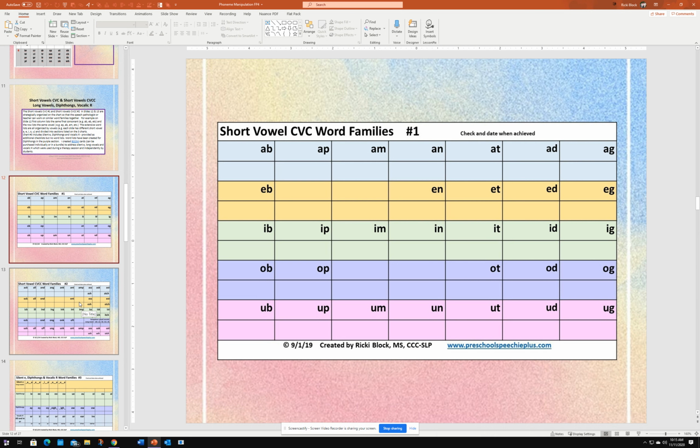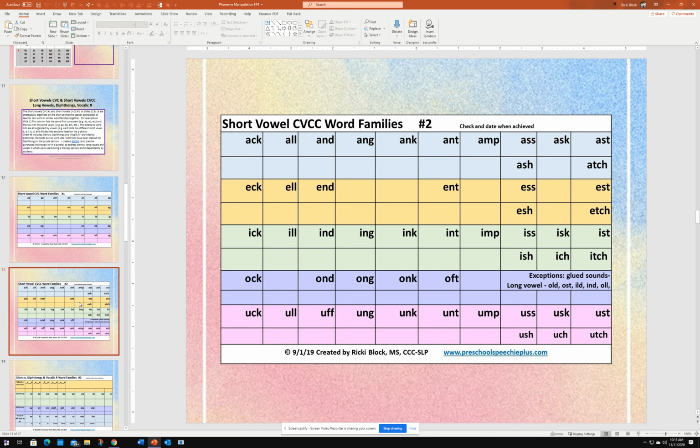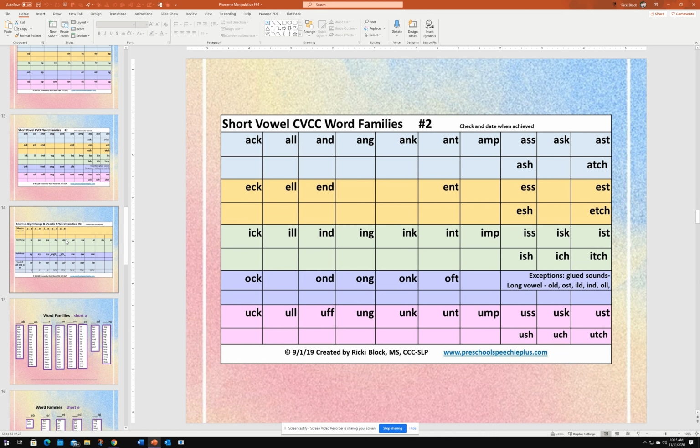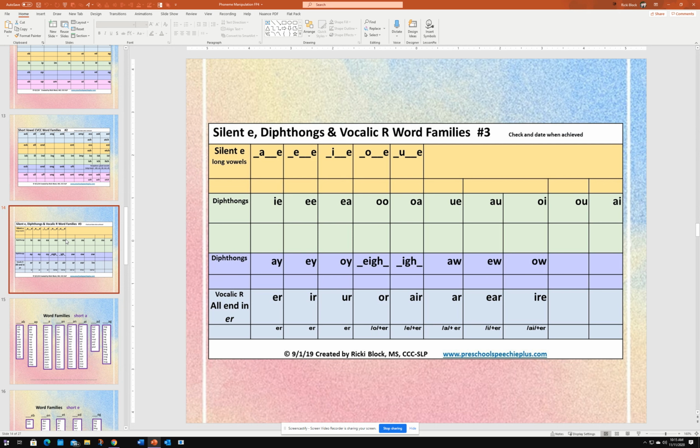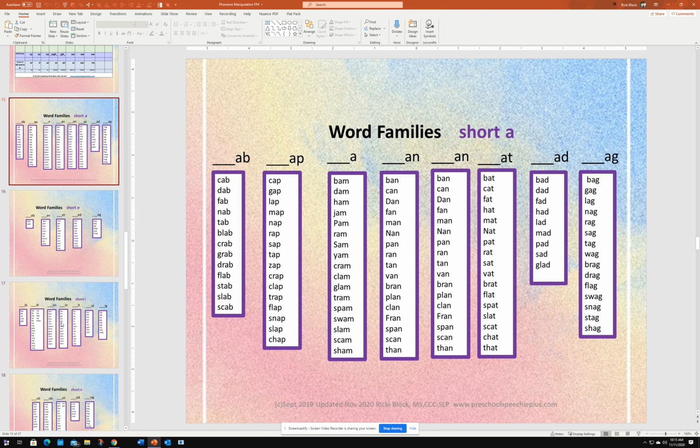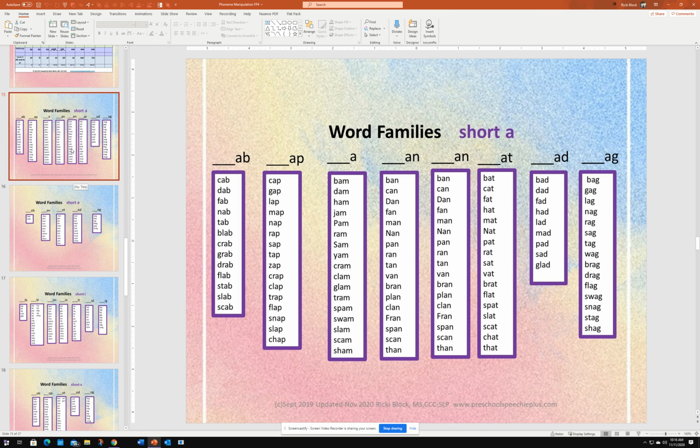Chart 1 is short vowel CVC word families. Chart 2 is short vowel CVCC word families. And chart 3 is silent E, diphthongs, and Vocalic R word families.